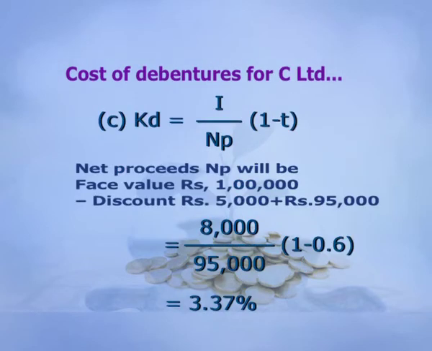For C, KD is equal to I divided by NP multiplied by (1 minus T). Net proceeds NP will be face value rupees 1 lakh minus discount rupees 5,000. So, it is equal to 8,000 divided by 95,000 multiplied by (1 minus 0.6), and the answer is 3.37%.